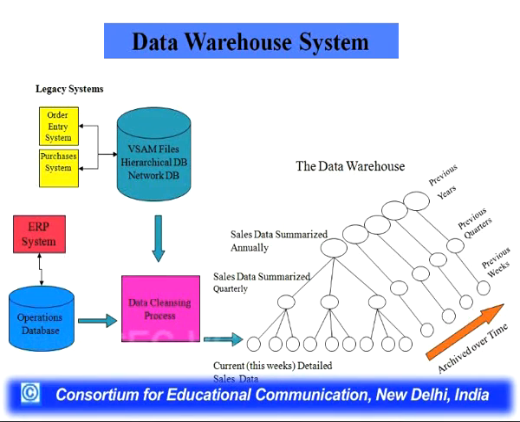The structure could be like that: sales data summarized quarterly, current this week's detailed sales data, the previous year information, the previous quarter information, the previous week information, achieved over time. You can see how all these things, after calculating and doing these activities, are going to be used in a data warehouse. So from the legacy system, ERP system, operational database and data cleansing process, you see how the data warehouse is created and how this information is stored.